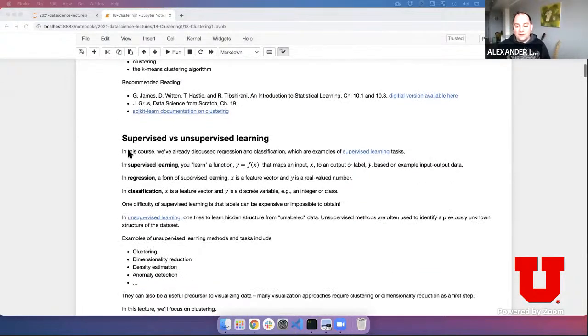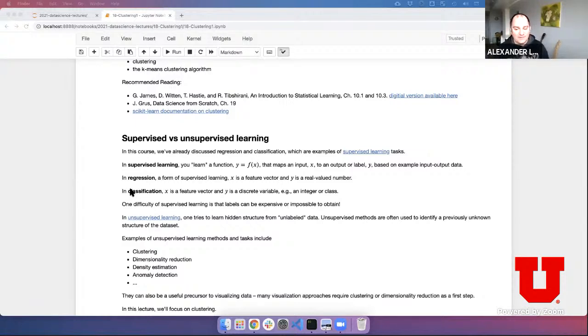You remember surely that in supervised learning, we learn some kind of function that maps an input X to an output or label Y based on example input-output data. So we have input data and input labels, and then we do things like train-test splits to evaluate that. We had two different approaches to supervised learning. The first one was regression, where we tried to take a feature vector X and predict a real number Y. And in classification, we had a feature vector X and tried to predict a discrete or categorical variable Y.